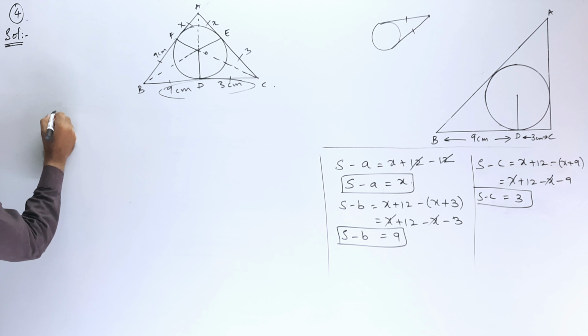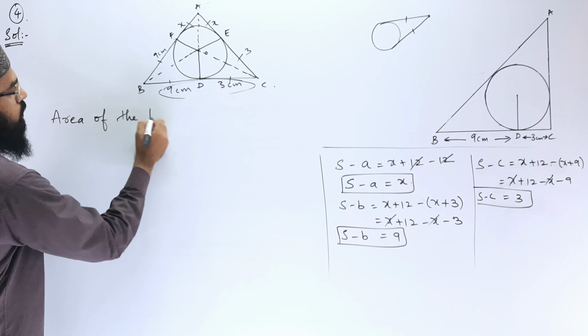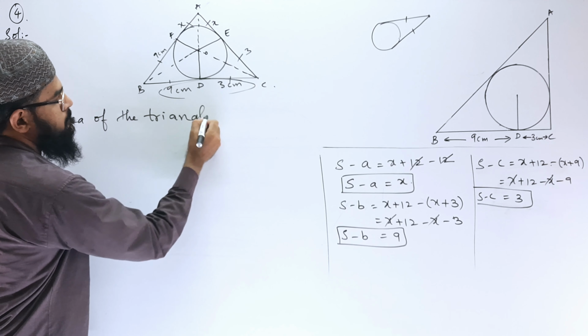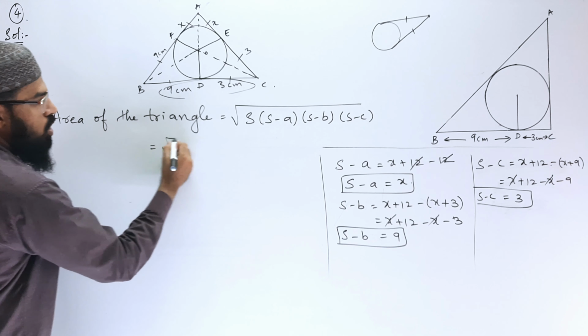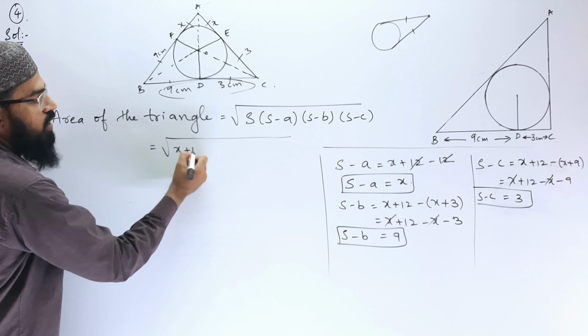Next, area of the triangle. We know the formula: area is under root of s into s minus a into s minus b into s minus c. So under root of, what is s? S is x plus 12, s minus a is x, s minus b is 9, s minus c is 3.